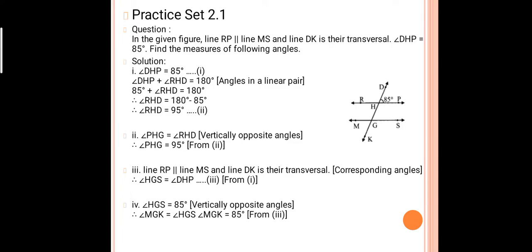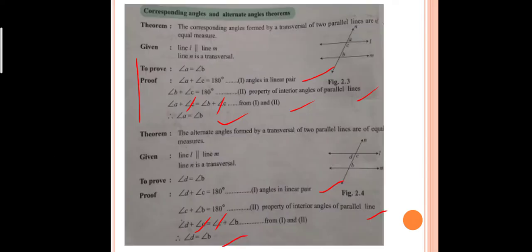Good, students, on the same basis, which concept? This is the corresponding angle and alternate angle theorem, and one more theorem, that is the interior angle theorem. So, what is the interior angle theorem? If two parallel lines are intersected by a transversal, then the interior angles on either side of the transversal are supplementary.